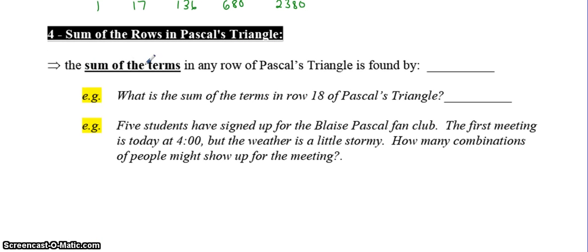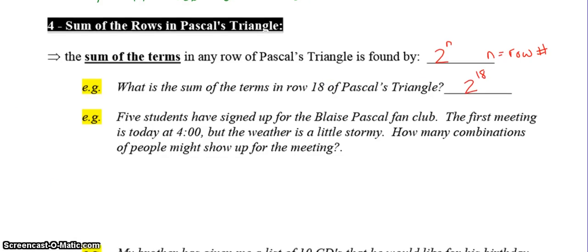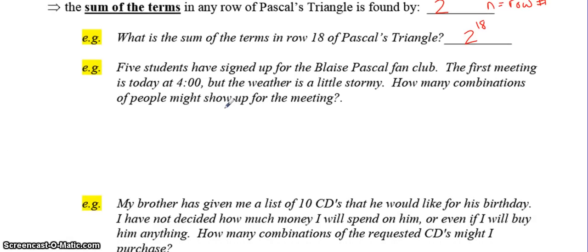So the sum of the terms in any row of Pascal's triangle is found by 2 to the n, where n is equal to the row number. So the sum of the terms of row 18 would be equal to 2 to the 18. And this is useful for a question like this.